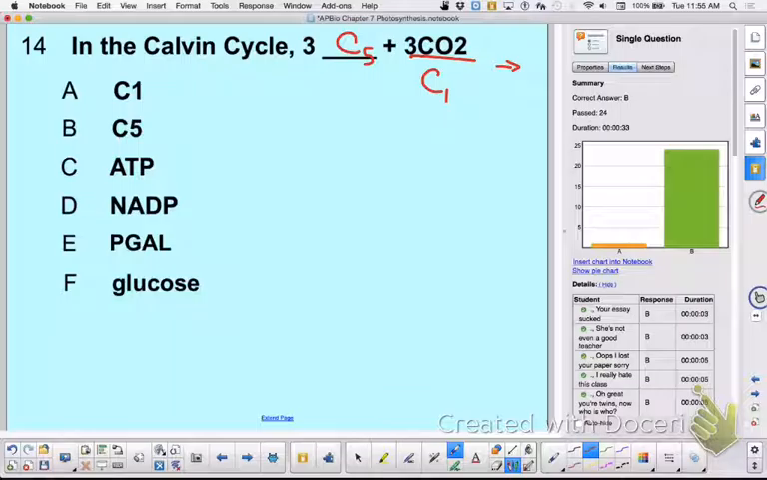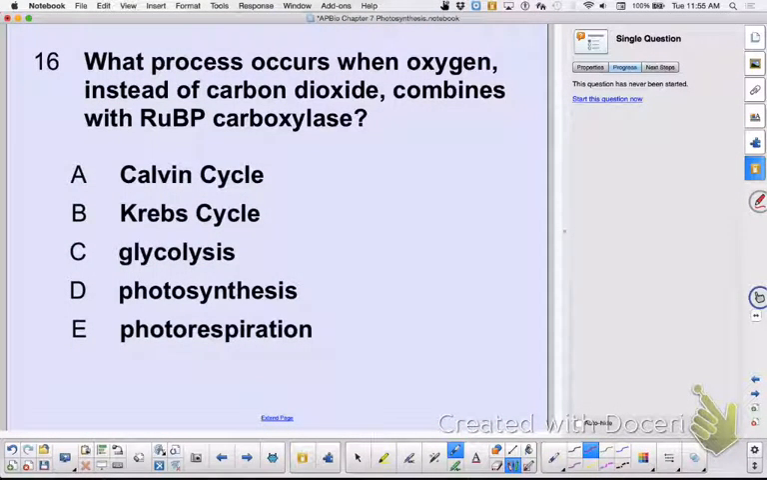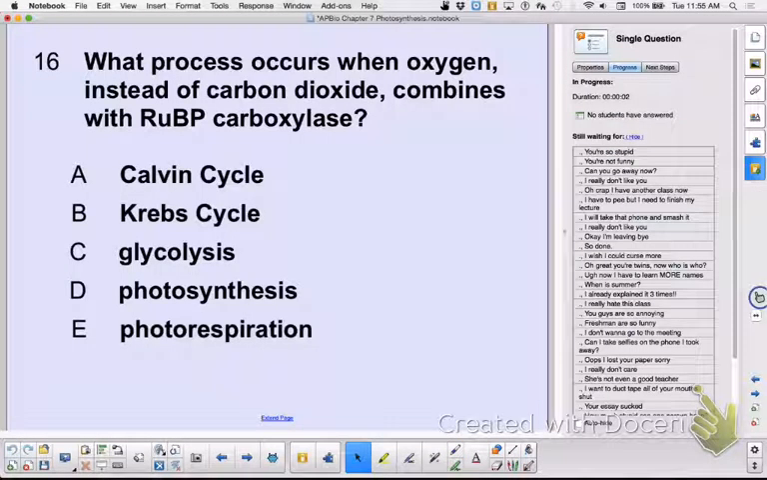CO2 is what we call C1, right? Because it has one carbon. So we need a C5 plus a C1 to make a 3C6.